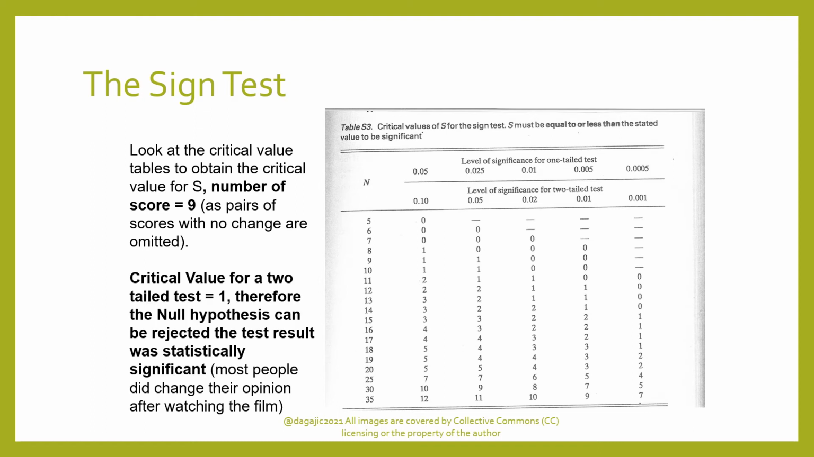Now, remember, we're looking for a two-tailed test. So it's the second row, 0.05 and 9, and we get a critical value of 1. So therefore, we can reject the null hypothesis. Our result was statistically significant because if you look at the top, critical values of S for the sign test, S must be equal or less than the stated value to be significant, and it's equal. So that means most people did in fact change their opinion after watching the film The Green Mile.